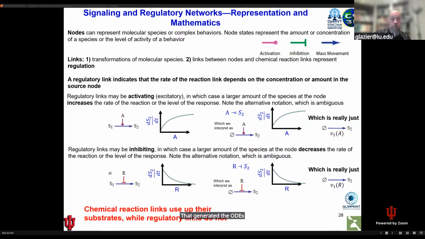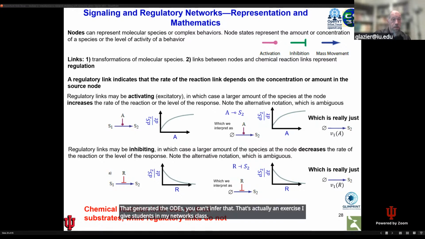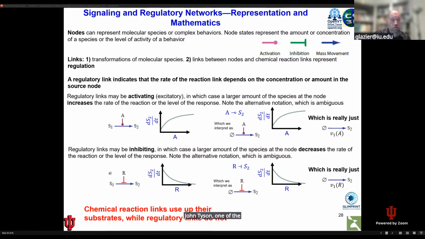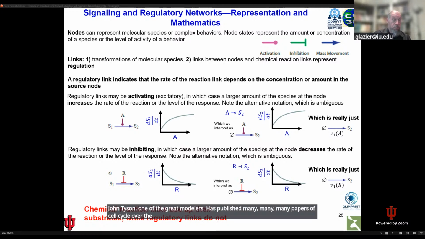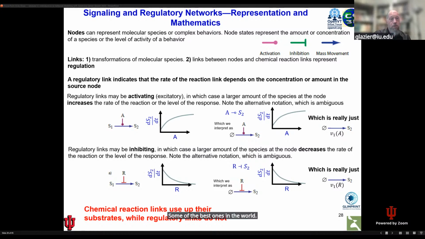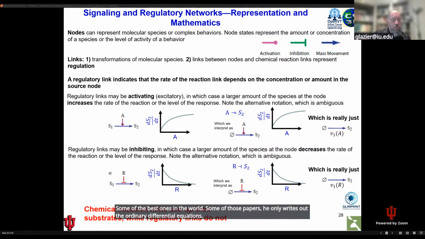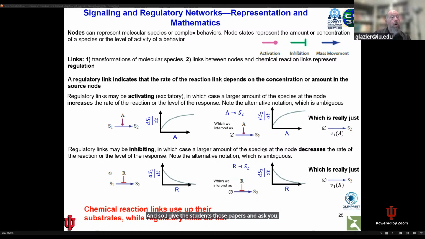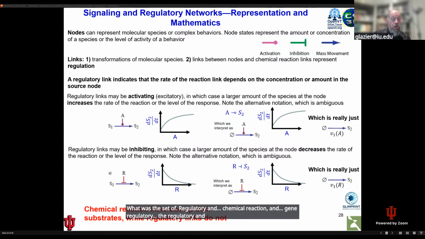You can't infer that. That's actually an exercise I give students in my networks class. John Tyson, one of the great modelers, has published many, many papers on the cell cycle over the years, some of the best in the world. In some of those papers, he only writes out the ordinary differential equations. And so I give the students those papers and ask, what was the set of regulatory and chemical reaction and gene regulatory and signaling networks that generated the ODEs?